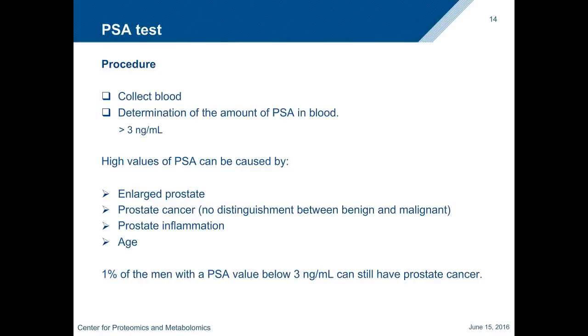And if it's above 3 nanograms per milliliter, all alarm bells go off because high values of PSA can be caused by prostate cancer. But that's not the only thing that can cause high values, because the prostate can also just be enlarged, it can be inflamed, and also if you're getting older, your PSA value will change with that. Furthermore, if we do the PSA test, we can't distinguish between benign and malignant. So those are all things that we need to take into account when we're doing the screening for prostate cancer. We also need to take into account that 1% of the men with a PSA value below 3 nanograms per milliliter can still have prostate cancer. So this already shows that the PSA test is not really bulletproof.